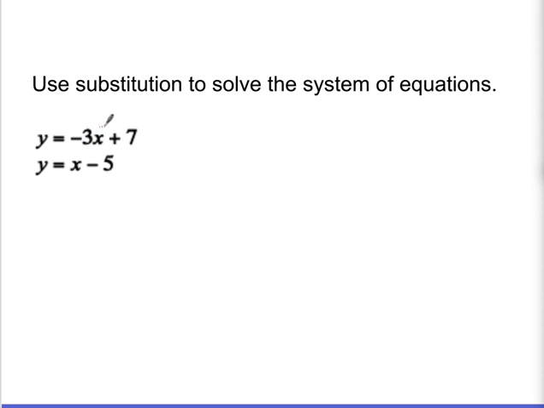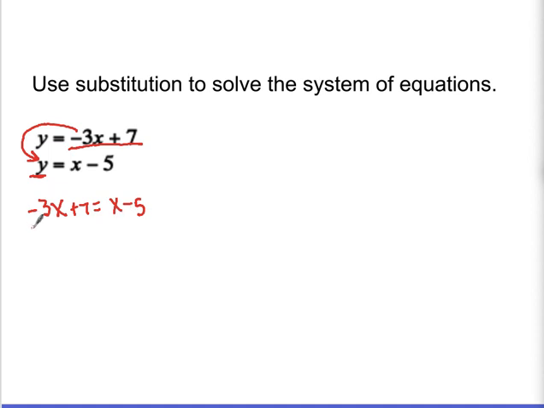I know that y equals negative 3x plus 7, and y also equals x minus 5. That means I can take this negative 3x plus 7, and I can put it into this equation right here for y. Because y equals negative 3x plus 7. So here's a y. I can put negative 3x plus 7 in its place. It really is that simple. Negative 3x plus 7 equals x minus 5.